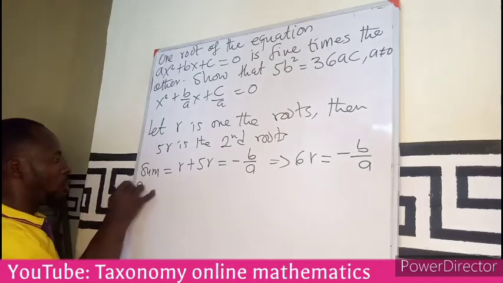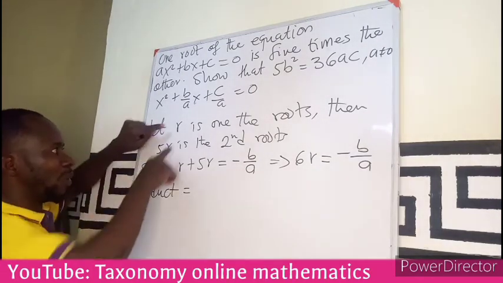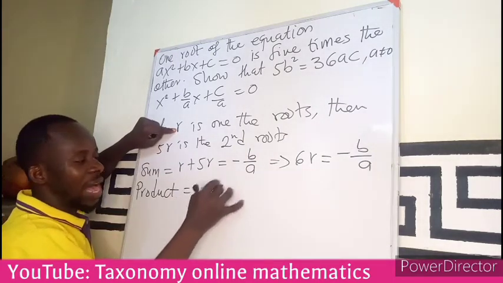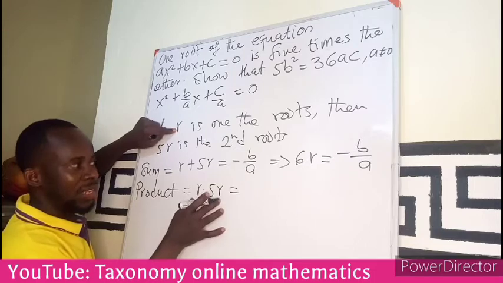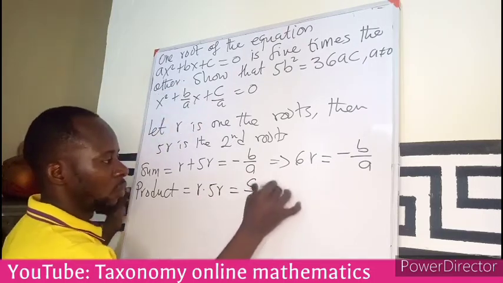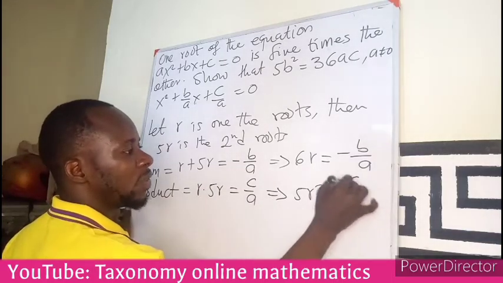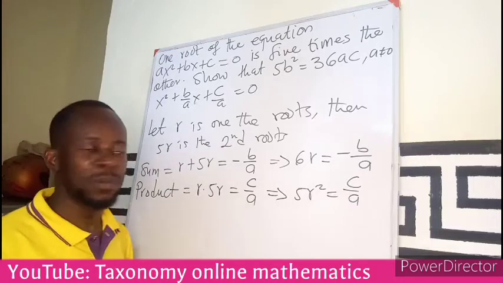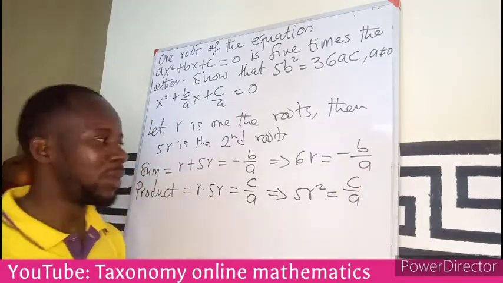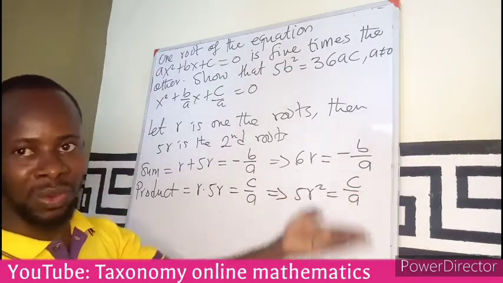Then we go to the product. Meaning we are going to multiply the two roots. r times 5r equals the product, which is c over a. So that will also translate to 5r squared equals c over a. So sum gives us this, product gives us this. So now we have only r here. Let's just say this is a simultaneous equation.